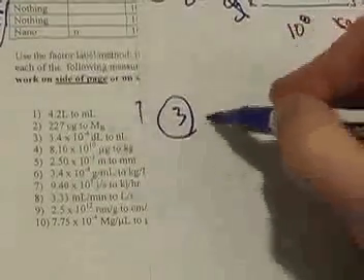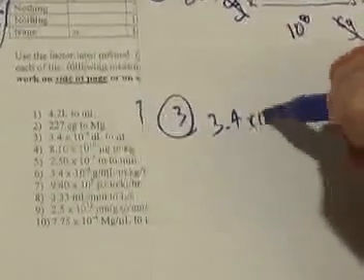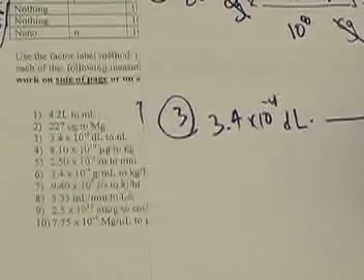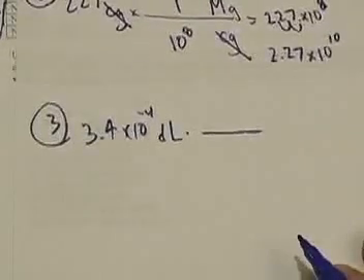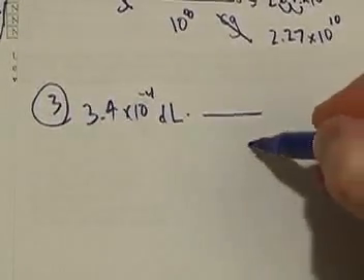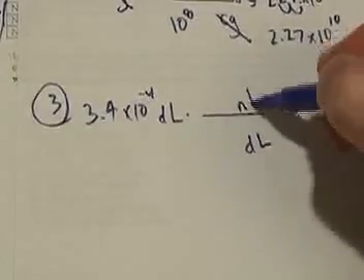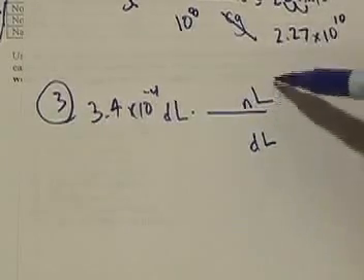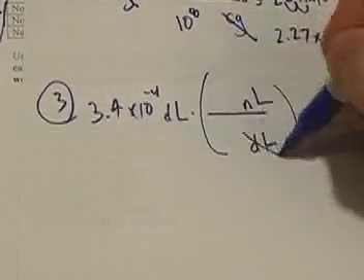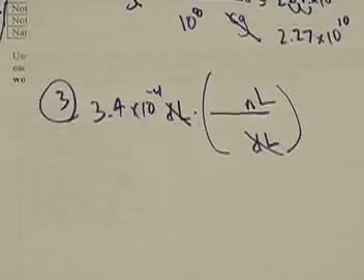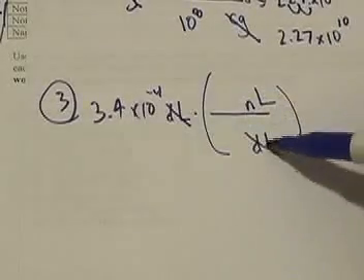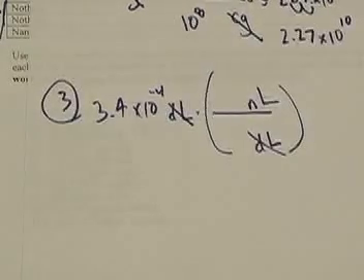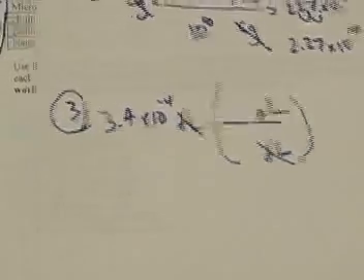Number 3, it says 3.4 times 10 to the negative fourth deciliters to nanoliters. So put 3.4 times 10 to the fourth dL, put dL in a position where it's going to cancel, put nanoliters as a new set of units, and now you need to find the relationship between deciliter and nanoliter. Cancel your units first so you know what's going to cross off, and make sure you put the deciliters in a position where it's going to cancel because that's the units you have. Put the new units as the ones that you want, and now relate deci to nano.